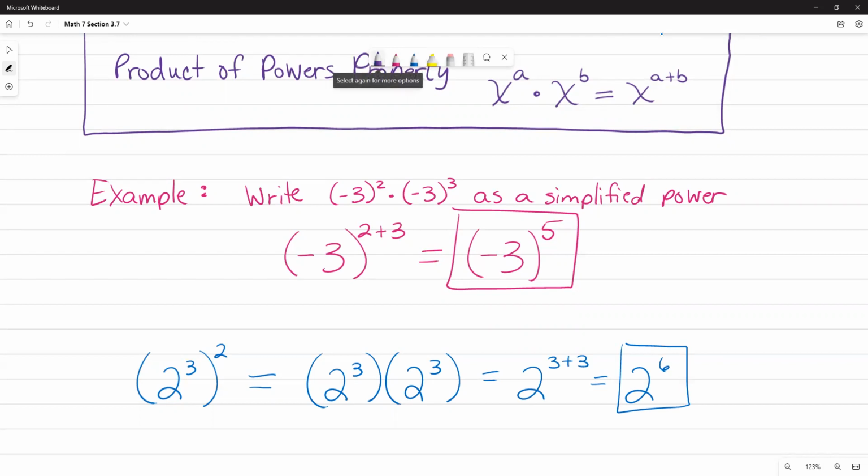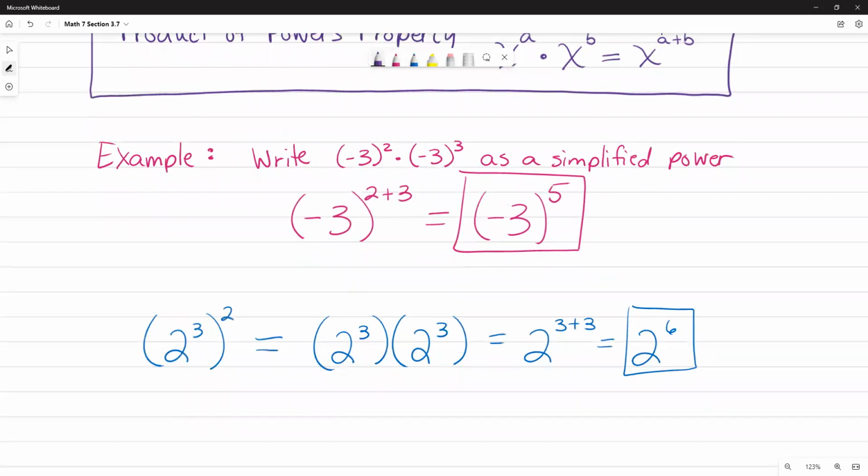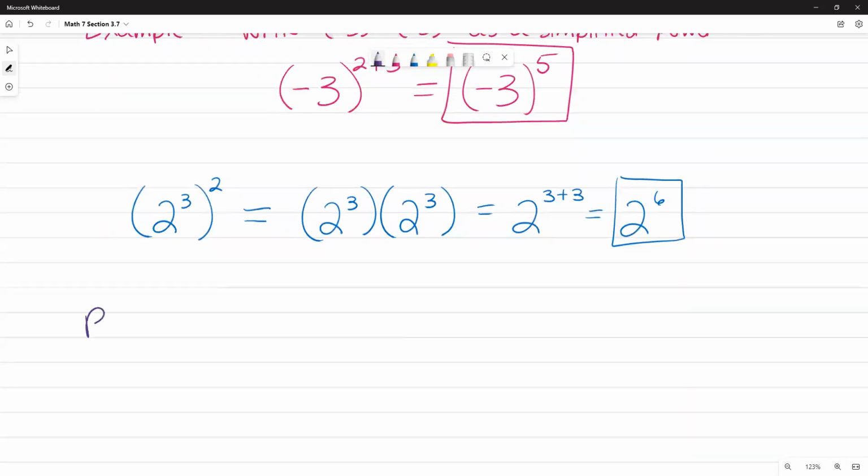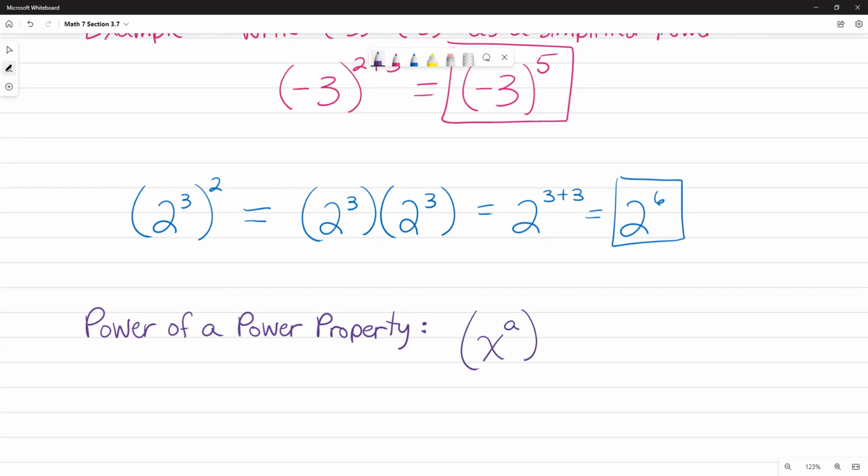So our property is the power of a power property. The power of a power property states that for any number x and integers a and b, x raised to the power of a and then raised to the power of b is equal to x to the power of a times b.